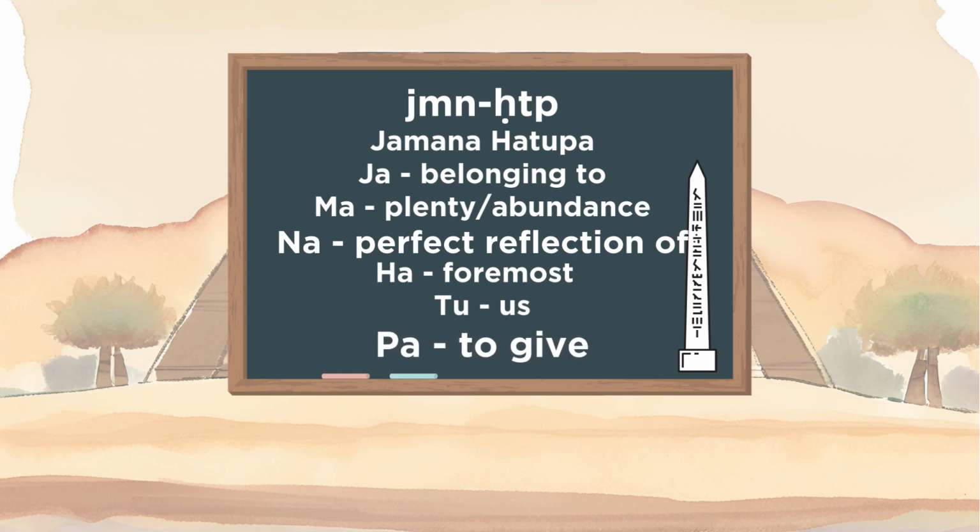So Amenhotep's name was correctly spoken and sounded like Jamana Hatupa, which means the perfect reflection of belonging to abundance, our foremost giver.